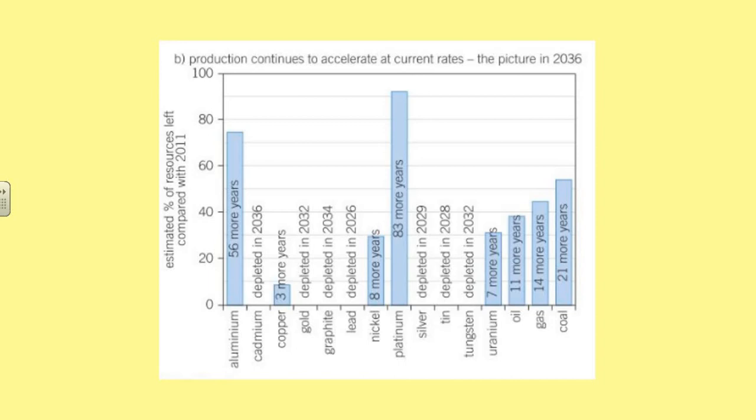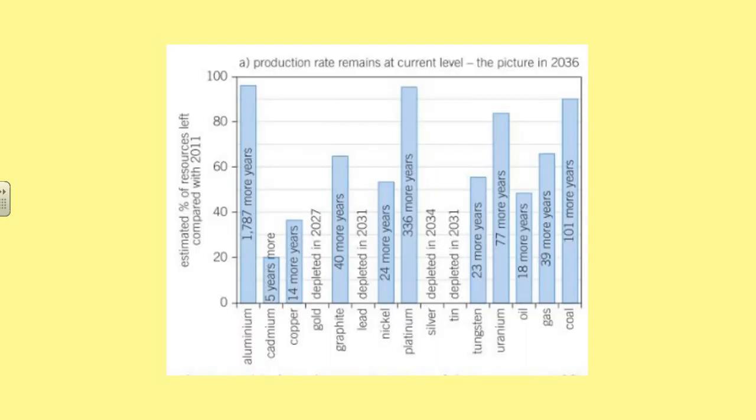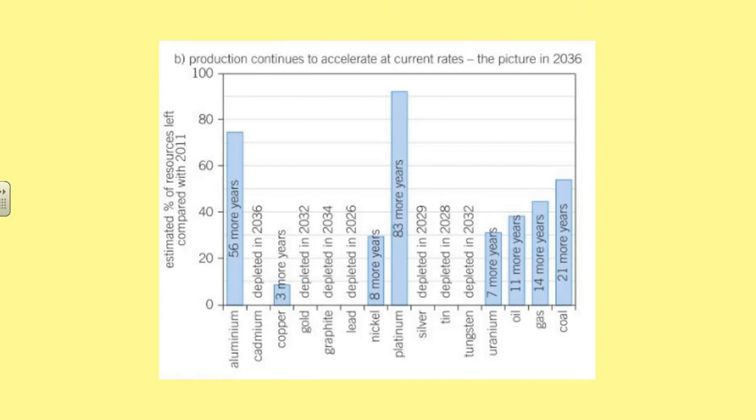Some of them will last for a little while longer, but you can see a massive difference, for example, in aluminium there. If we continue accelerating our use of aluminium at the current rate, then in 2036 we'll have 56 more years of it, whereas on the previous graph we were predicting nearly 2,000 more years. So obviously this is a big problem, and as chemists we need to consider alternative options, because clearly we can't just keep doing the same thing, because at some point we're not going to be able to, because there won't be any left.